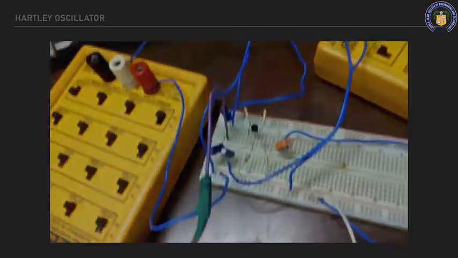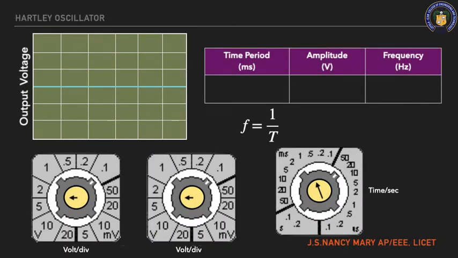So we will see the waveform in the CRO. You will have a sine waveform. All the oscillators are going to have only sine waveforms. The amplitude is measured as 4 into 2, it's 8 volt.